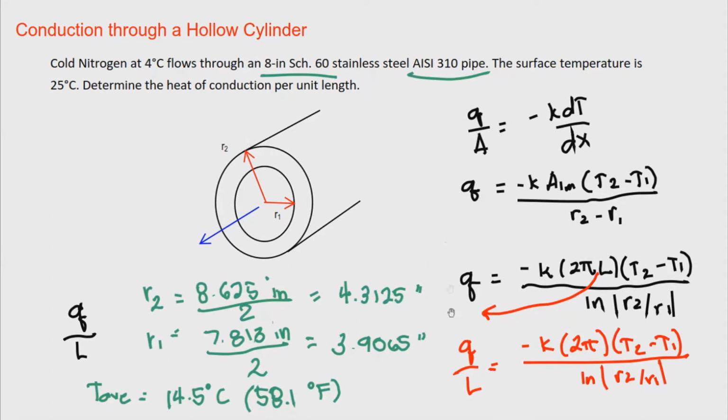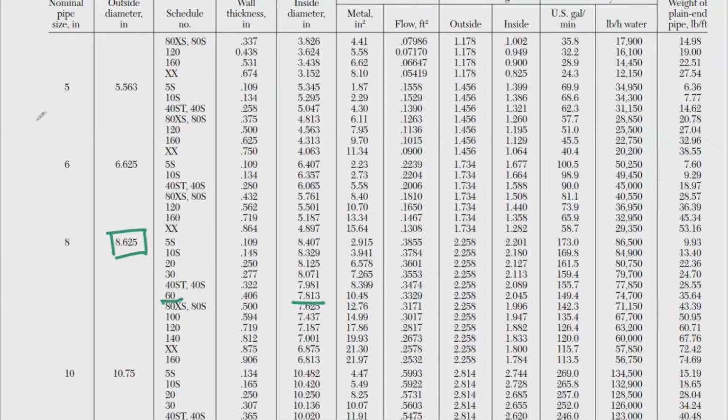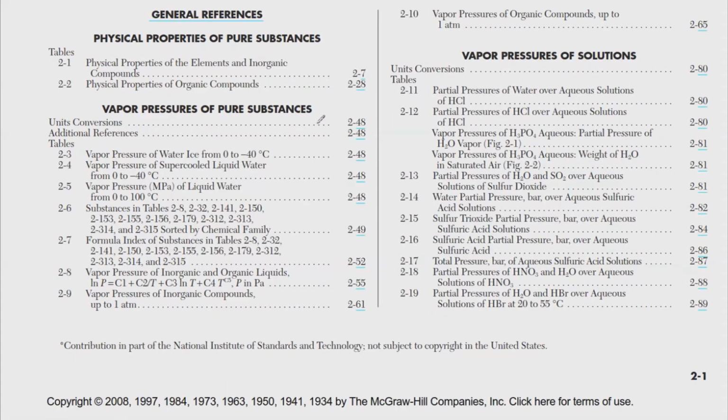So with that, let's take a look at a certain table in your Perry's Handbook so that we can determine the AISI 310 pipe. AISI means the American Iron and Steel Institute, I think, if I'm not mistaken. Okay, so let's go over chapter 2, physical and chemical data. If you can see the contents here, there is a lot of physical and chemical data.